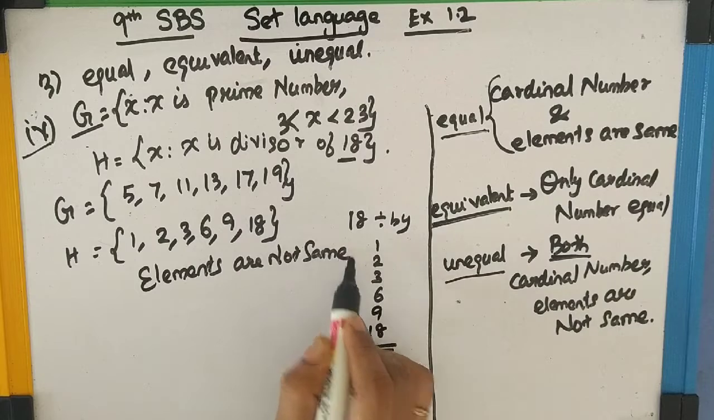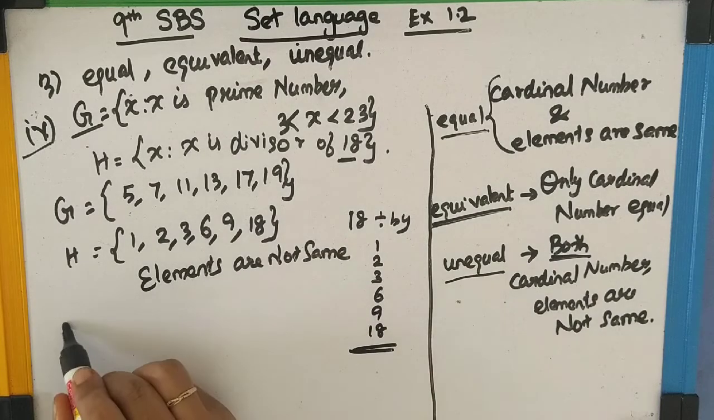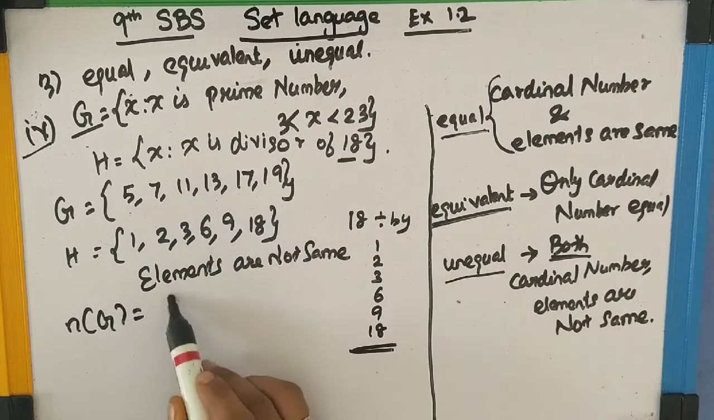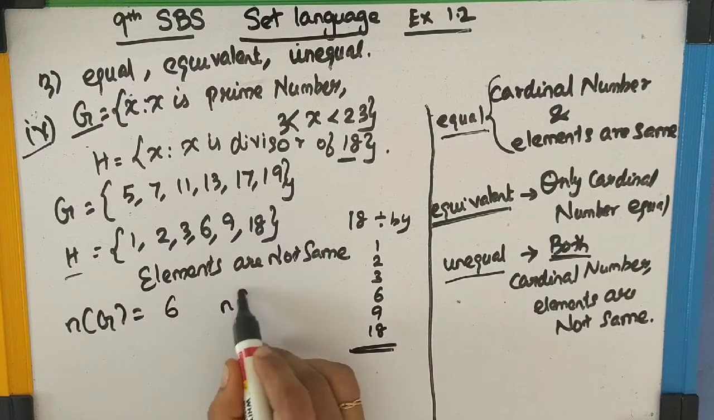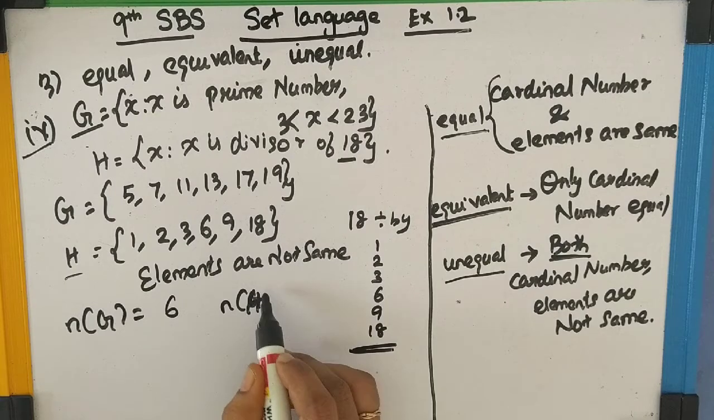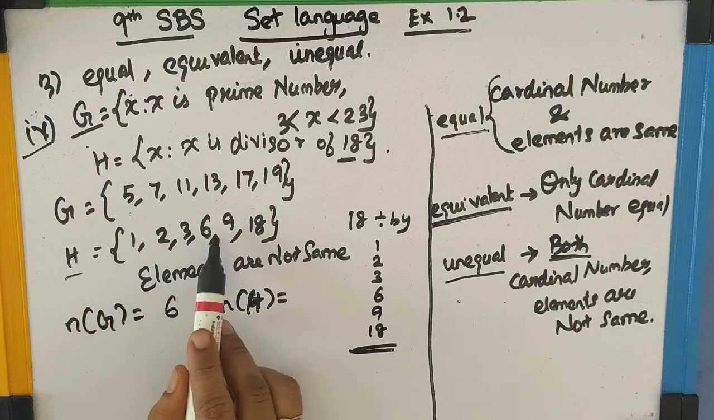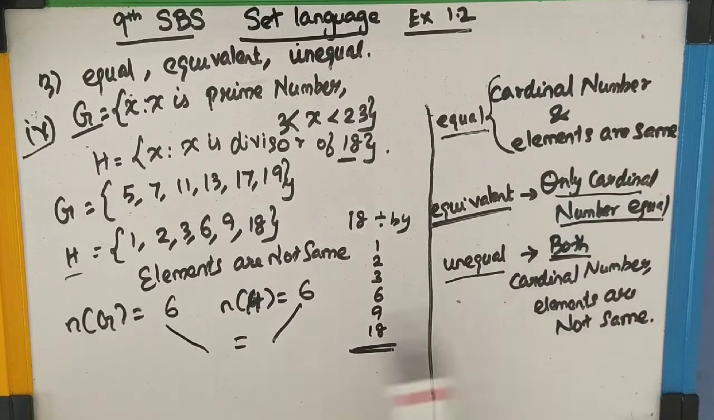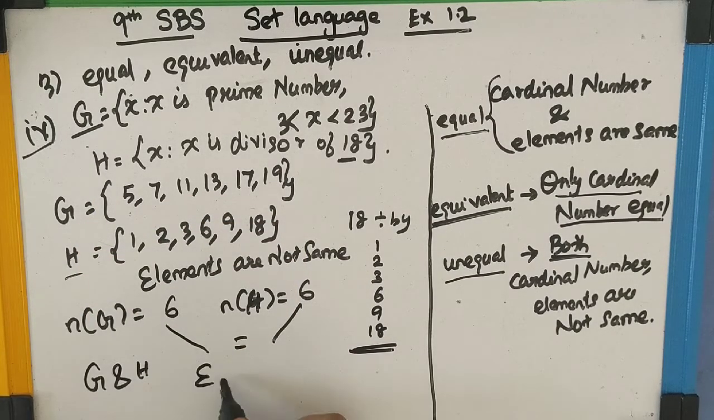Now we can check the next condition, that is, find the cardinal number of G. How many elements are there inside G? 1, 2, 3, 4, 5 and 6. Okay. Cardinal number of H, that is 1, 2, 3, 4, 5 and 6. Okay, 6. Here the cardinal numbers are equal for both the sets. So the elements are not the same and the cardinal numbers are equal. So you should consider G and H are equivalent sets. Okay. Am I clear? And are you following me?